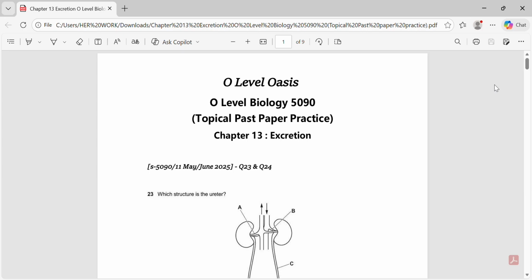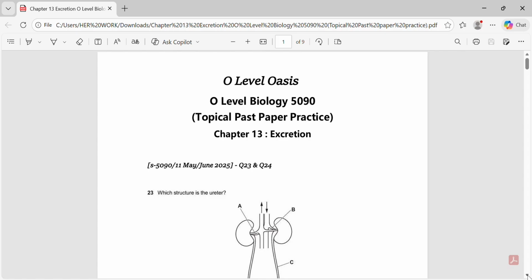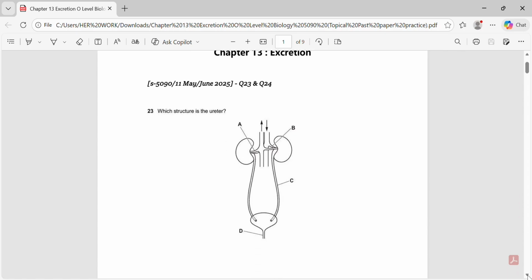We're continuing our O-Level Biology 5090 journey. We've just finished chapter 13, and now we'll be focusing on past paper practice for this chapter. Without any further delay, let's get started. You can find these questions in the link provided in the description below, so let's begin. So, starting with paper 1 questions.